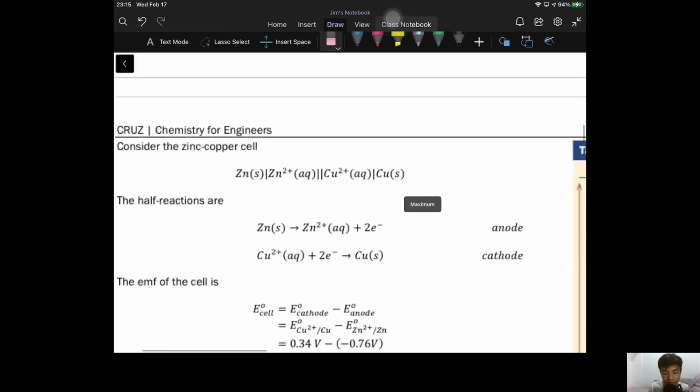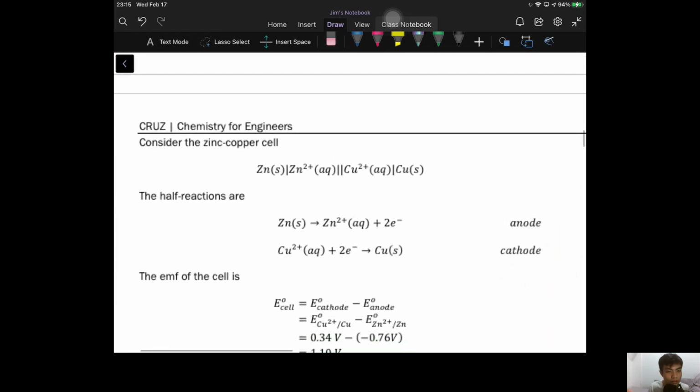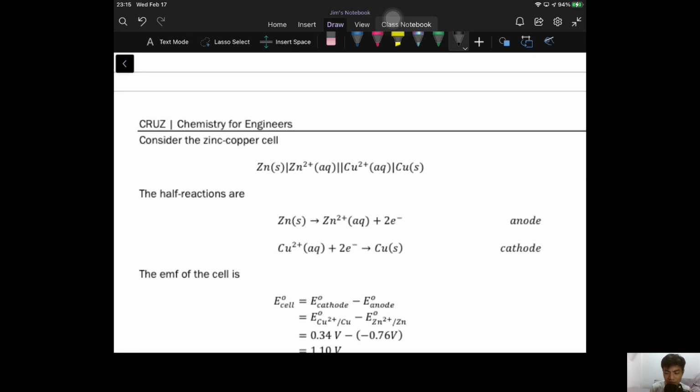So, kuha tayong example here. No? So, consider natin this cell potential. So, that's Zn to Zn2 plus, salt bridge, Cu2 plus to Cu. From the cell notation, we know that zinc is oxidized, so it is our anode. Okay. And copper is reduced, so it is our cathode. Okay. So, gagawin natin, hanapin nyo yung cell potential ng anode and ng cathode.